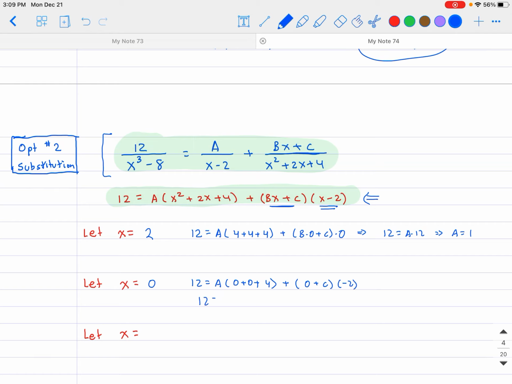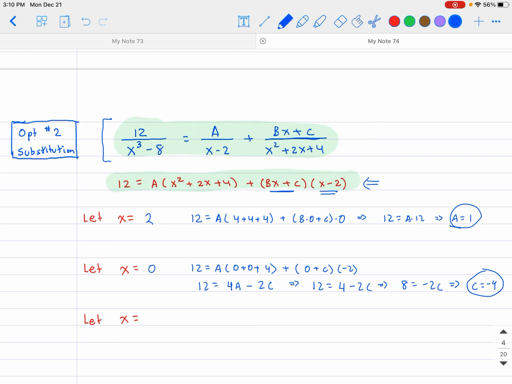And finally, we're going to go ahead and choose another value of x. At this point, we don't have any diminishing terms, diminishing factors we can use. So we could just use any value of x we want. The easiest one I can think of besides 0, because we already used it, is 1, for example.